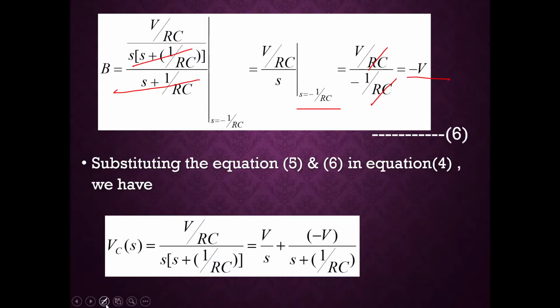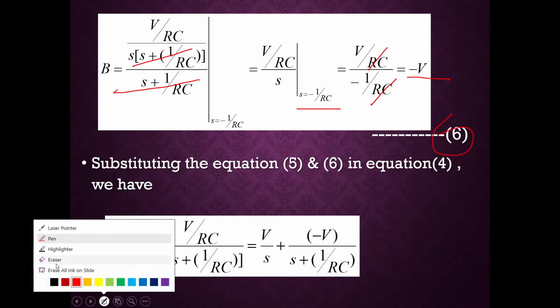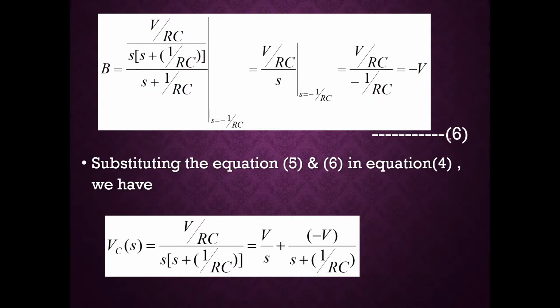So now we have determined the value of B here. Let me give some notation, 6, here. For the previous RL case, I didn't give the notations, numbering, but here I have given. So okay, substitute 5 and 6 in your equation 4. Substitute the A value and B value.